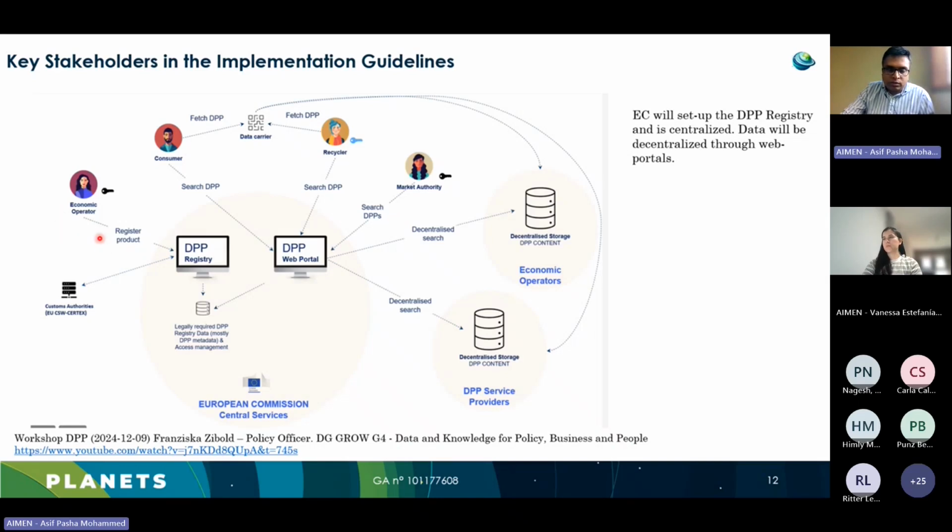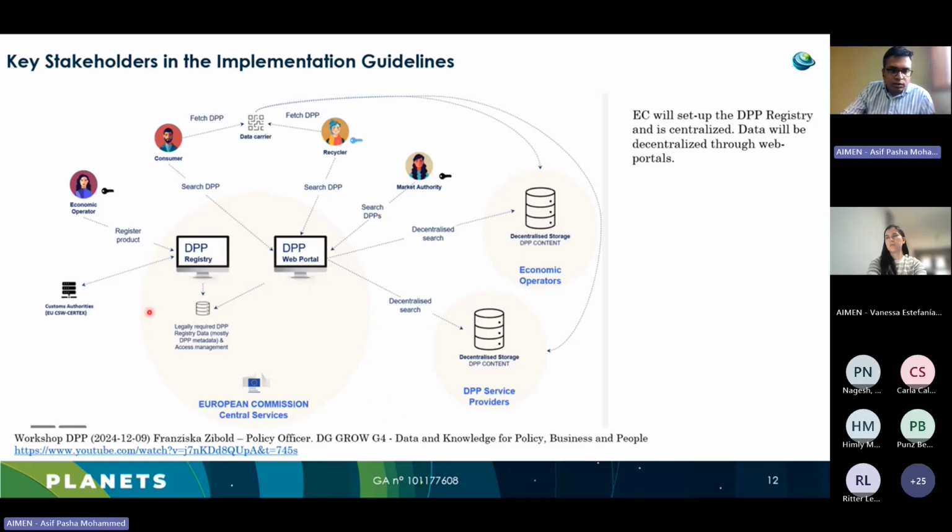And then we have the economic operators, consumers, recyclers, and market authority. Economic operators register the product into the DPP and store full DPP content also in the decentralized storage. And then you have the consumers and the recyclers here. They use some kind of data carriers like the QR codes and so on to fetch the DPP of a product. They can also search the DPPs through the portal. And then we have the market authority, which performs decentralized searches for regulatory oversight.